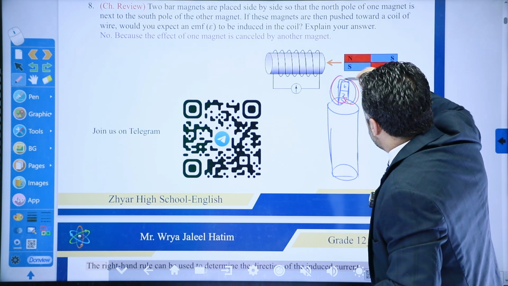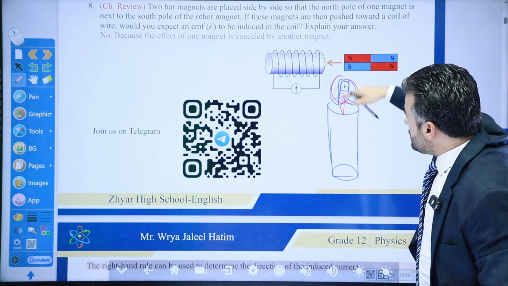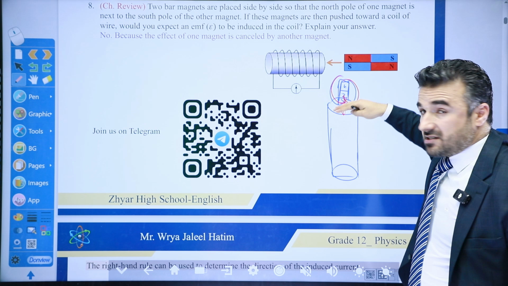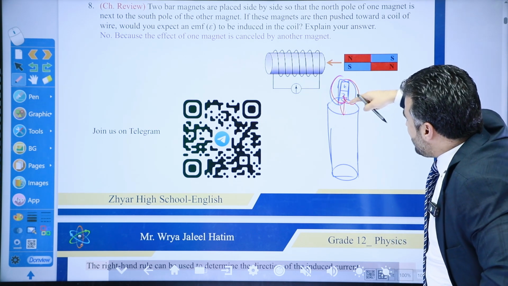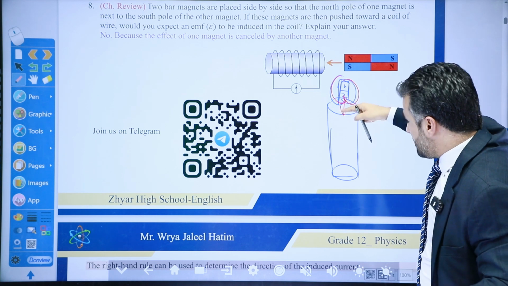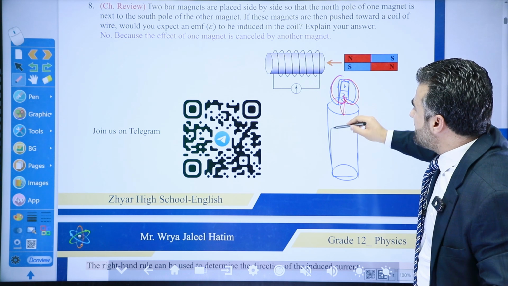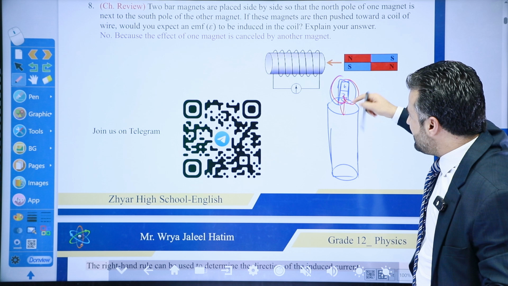There's a magnetic field around this one. So once you are dropping this into the pipe, there's a change in the magnetic field as it approaches the conductor, as it moves downward. So there will be a current within this pipe. But the current within this pipe will also have its own magnetic field, and this magnetic field of the pipe will be opposite to the magnetic field of the magnet.